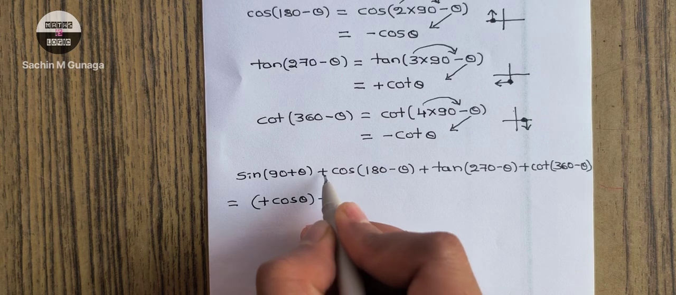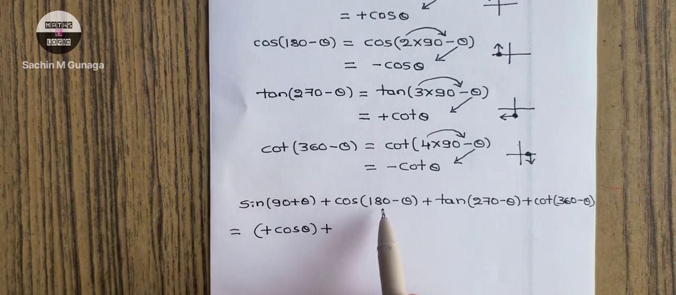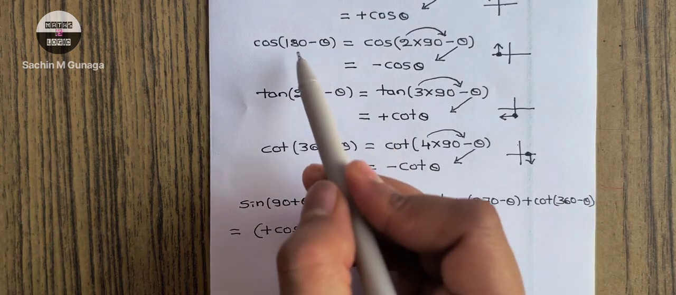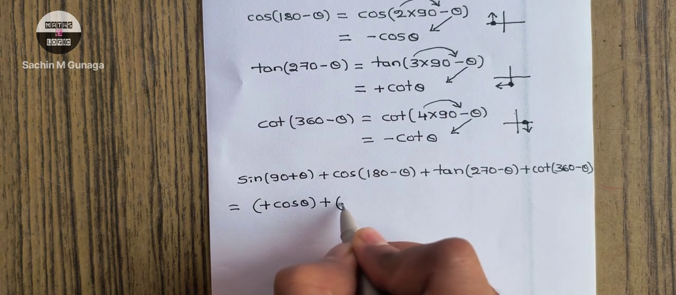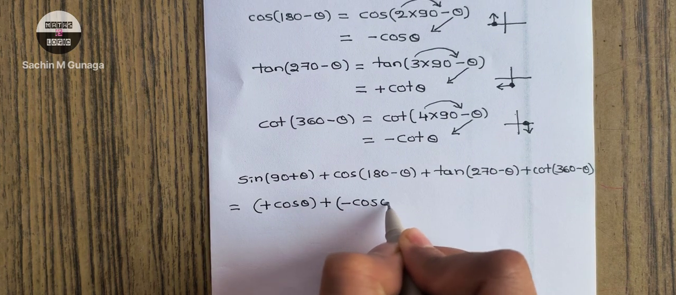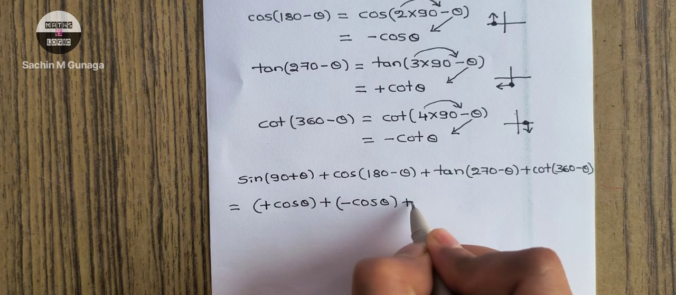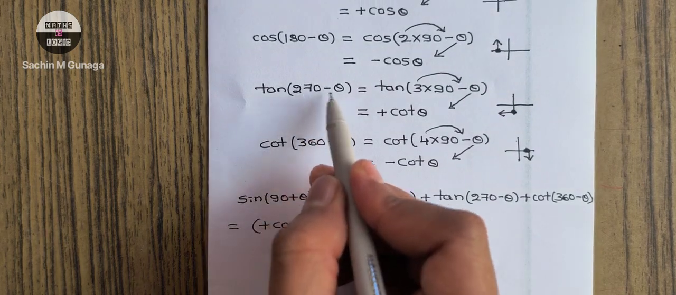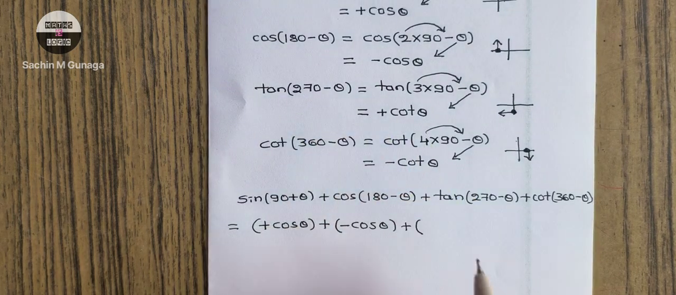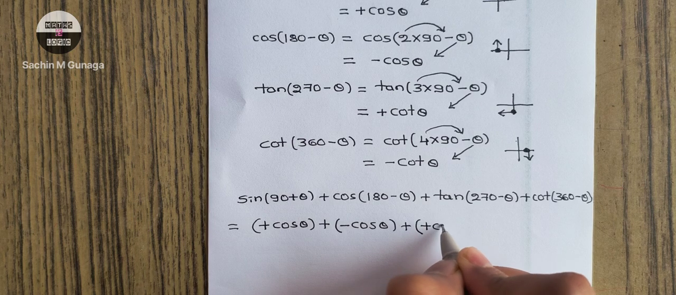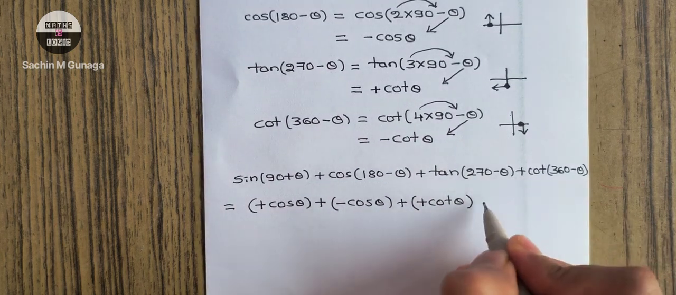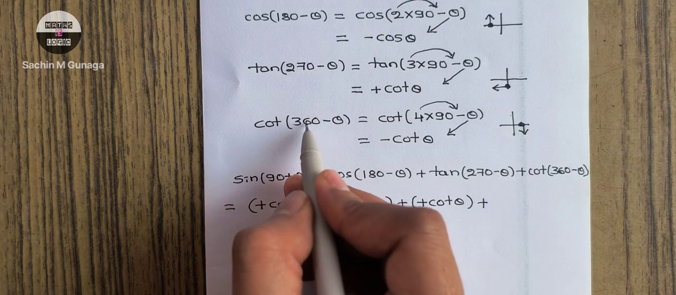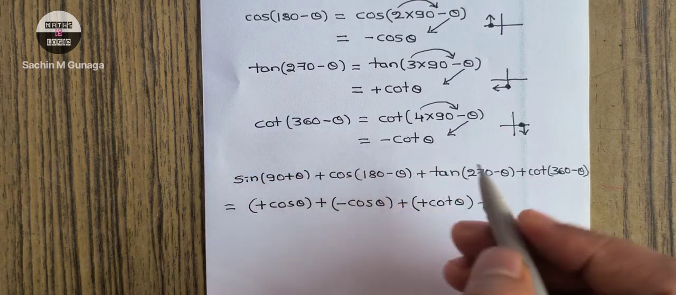Next plus, here plus is there. Next cos 180 minus theta. So cos 180 minus theta is minus cos theta. So here in bracket minus cos theta, again plus, again in bracket. Tan 270 minus theta is plus cot theta. So next again plus, and last one cot 360 minus theta is how much here?